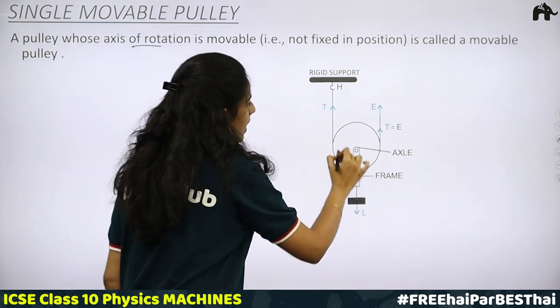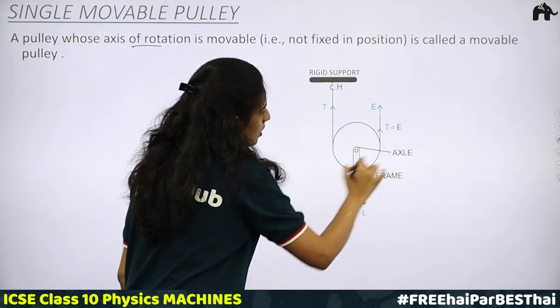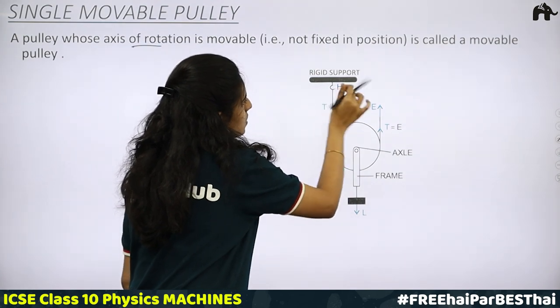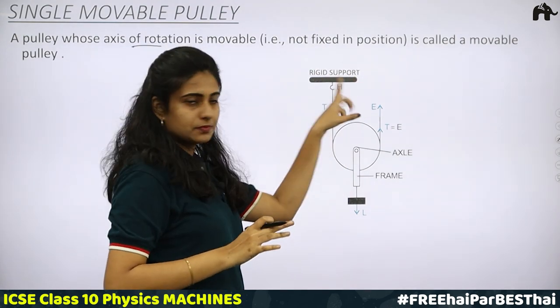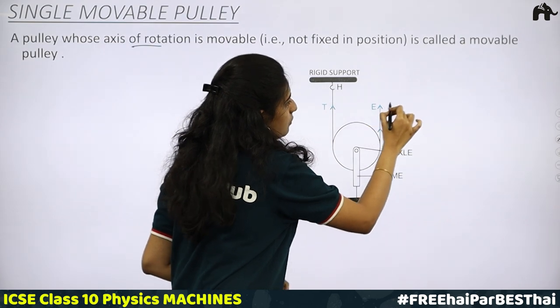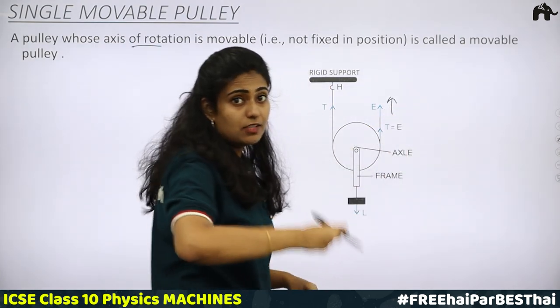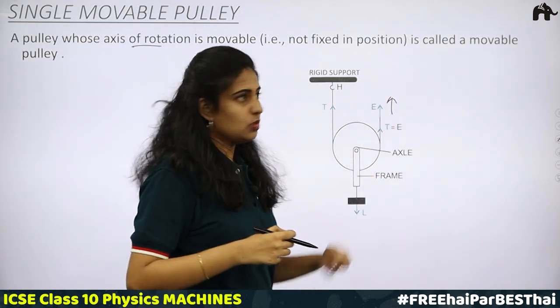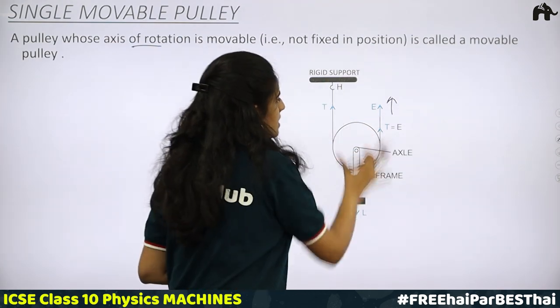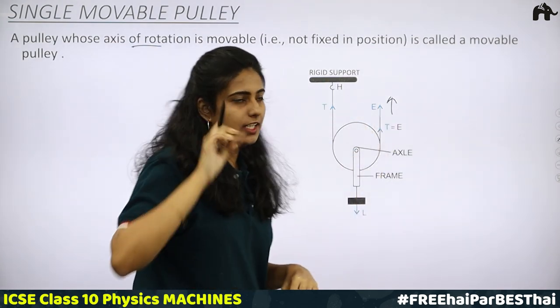Now, here you have the rope. One end of the rope is fixed to the rigid support through a hook. The other end is where we are applying the force. We are applying force in the upward direction. We know this is not a convenient direction. In this system, the force is applied in the upward direction.